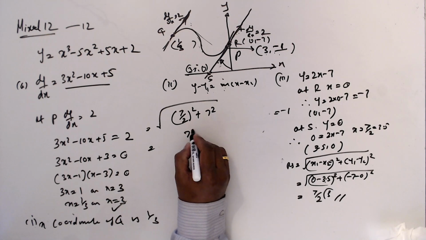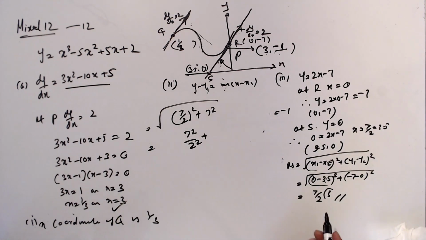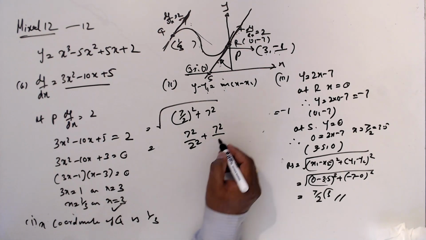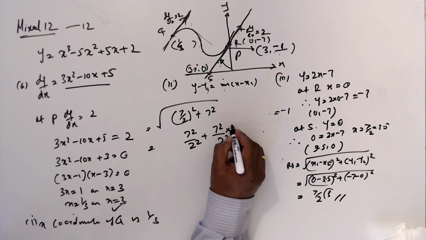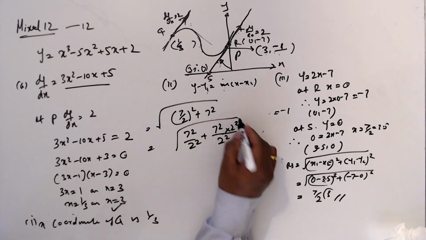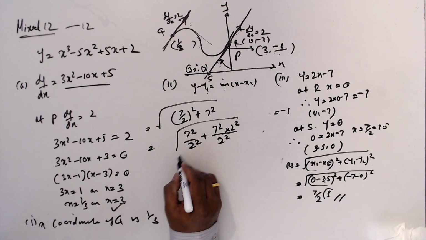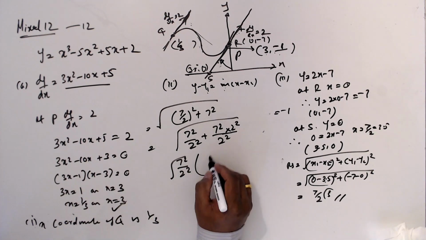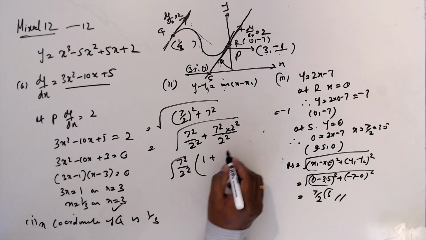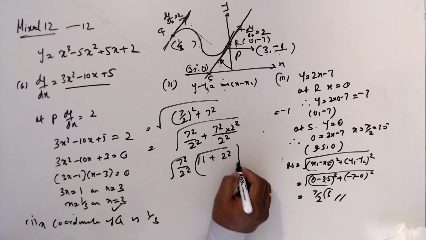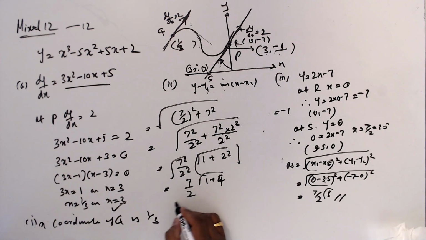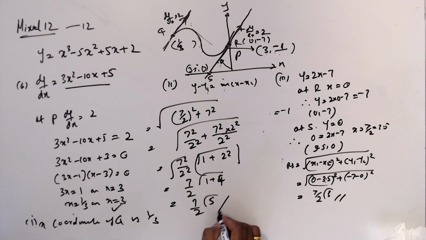Now this is 7 square, 2 square, plus I will make 7 square. I am going to take 2 square out, so I need a 2 square. I multiply and divide, so it is still the same. Then I will take 7 square 2 square square root out. Then what is the remaining here? This is 1 and this is 2 square root remain. So this is 7 over 2 and this is 1, 2 square is 4. So 7 over 2 square root 5.